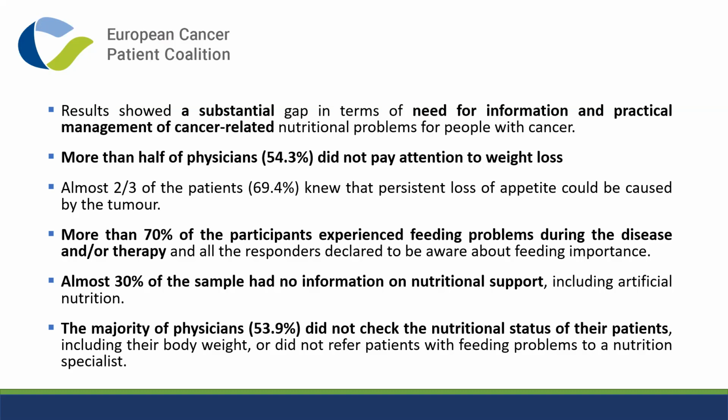We could see, as part of these results, that more than half of the physicians did not pay attention to weight loss. Almost 2/3 of the patients knew that persistent loss of appetite could be caused by the tumor. More than 70% of the participants experienced feeding problems during the disease and/or therapy, and all responders declared to be aware of the importance of feeding. Almost 30% of the sample had no information on nutritional support, including artificial nutrition.